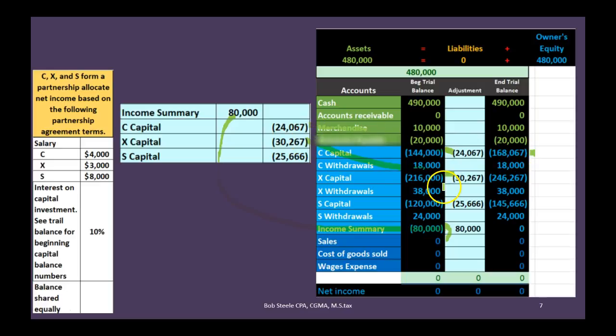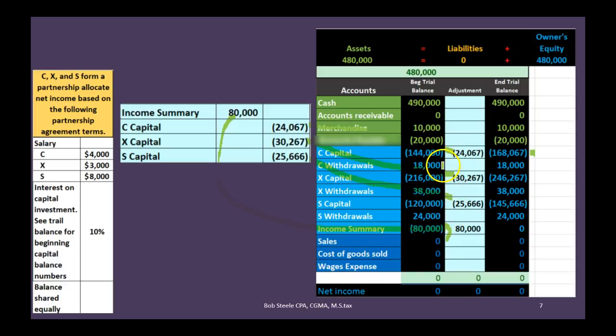So it went from 216 up in the credit direction to 246,67. Then we're going to credit S's capital account. So S is going to go from 120 credit up in the credit direction, because we're doing the same thing to it, by the 25,666 to the 145,666. And now we need to just do the last process, which is to take the draws and close them out to the capital account.